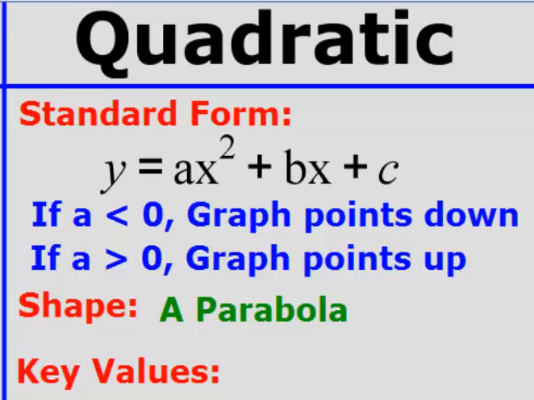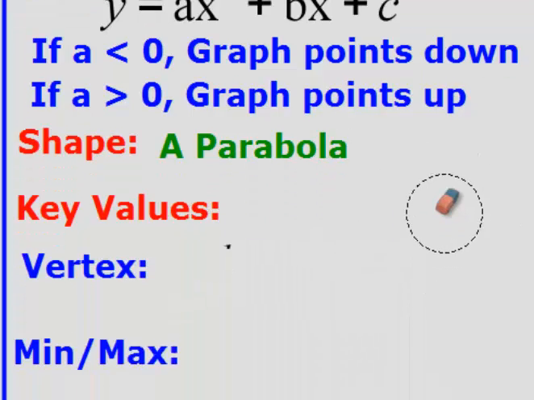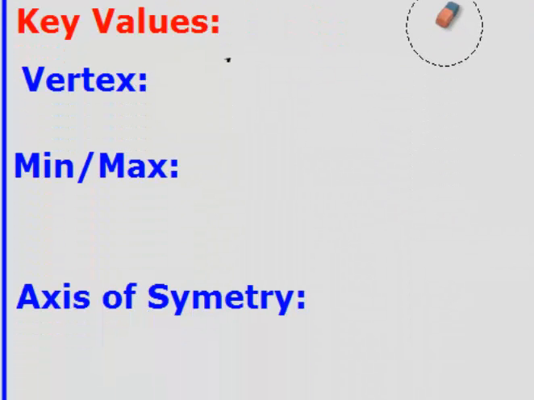Okay. So, key values. The vertex. Anybody know anything about a vertex? Okay, it's a point, so that's one thing. It's where the graph changes from decreasing to increasing or from increasing to decreasing, right?